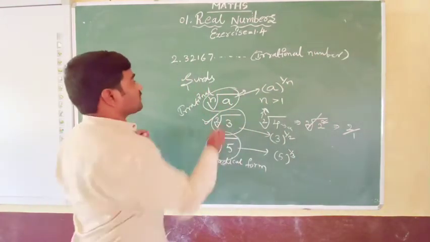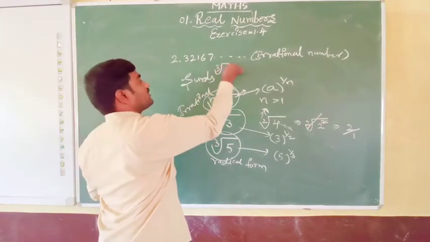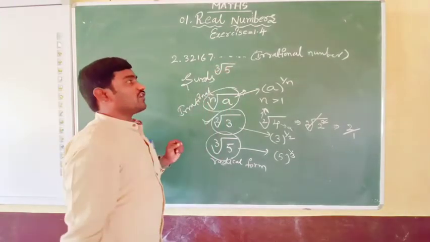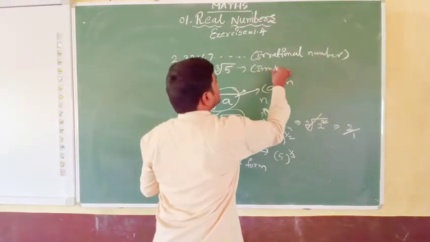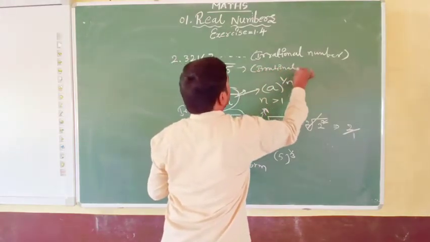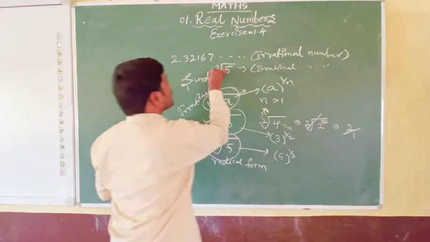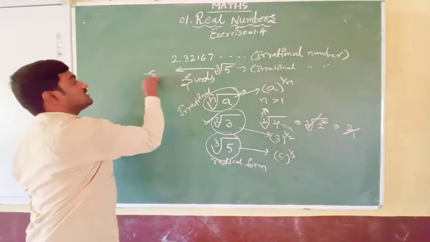Then let me write one more. Suppose the cube root of 5. The cube root of 5 is also an irrational number, but these are called surds.